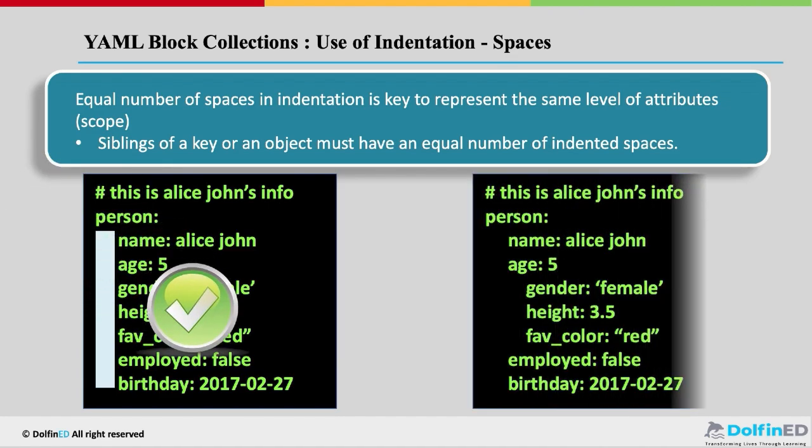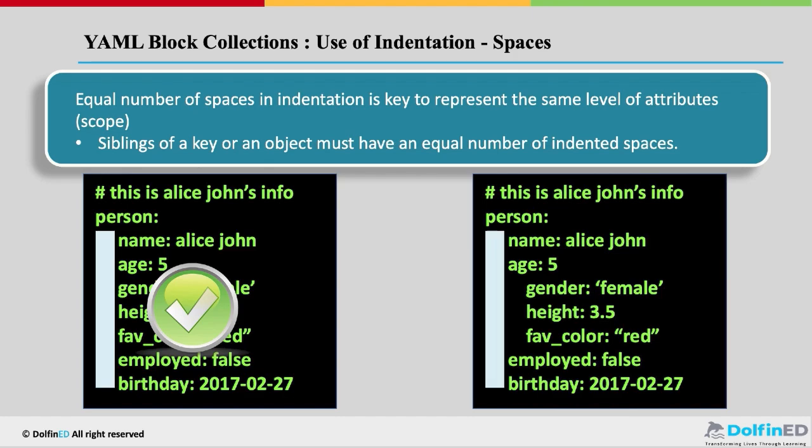But if I do this, then this is not correct if gender, height, and favorite color are actually siblings of name, age, and employed and birth date. They have to be equally indented. And now we are defining a different scope. So this one and this one, they don't mean the same in the YAML definition or the YAML data structure to represent the same set of data.